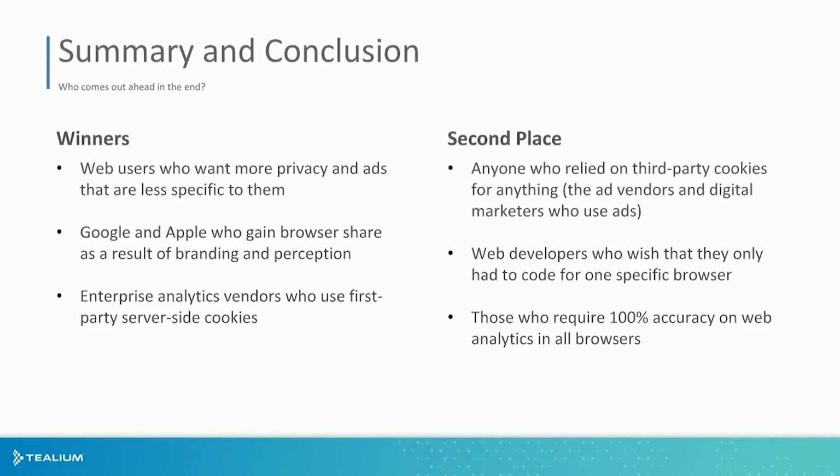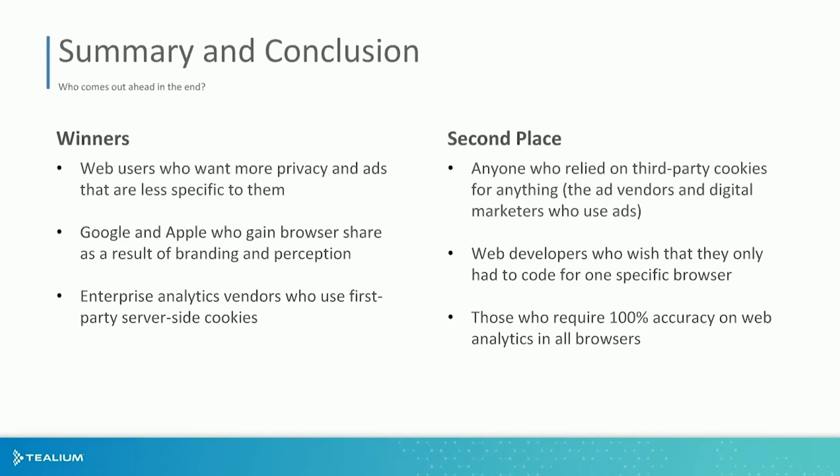Anybody who uses first-party cookies or server-side cookies is going to win. Anyone who relied on third-party cookies is going to be coming in second place. Web developers, I think, come in second place because we really wish we had to code for just one browser. We're kind of glad Internet Explorer is on its way out, and we don't have to write custom code for that browser, but now it appears we have to write custom code for certain browsers if they start deviating. And anybody who needs 100% accuracy in their web analytics is probably going to be bummed.